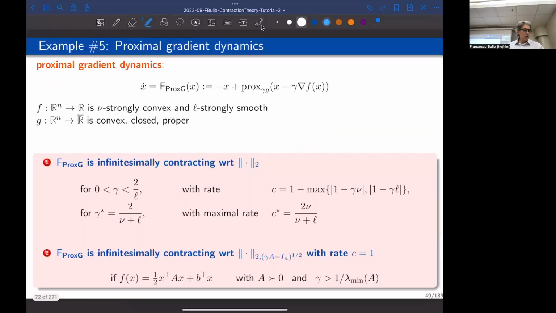Now, why did I do all of this story? Because, unsurprisingly, because this course is entitled Contraction Theory for Dynamical Systems, unsurprisingly, the proximal gradient is contracting, right?